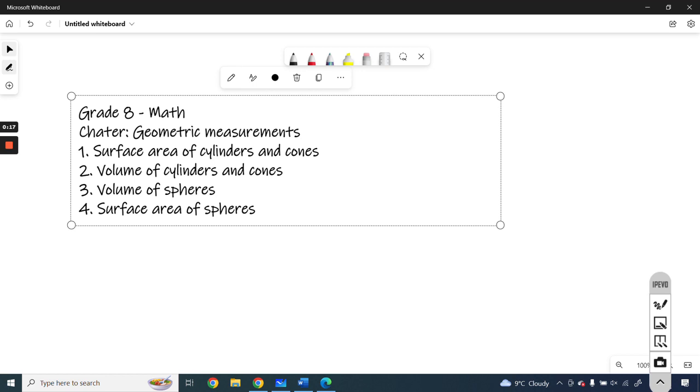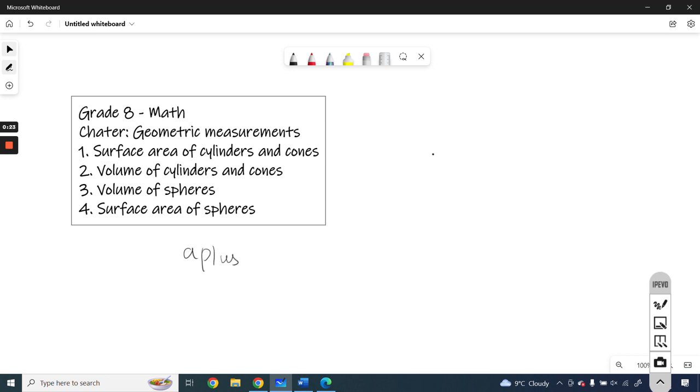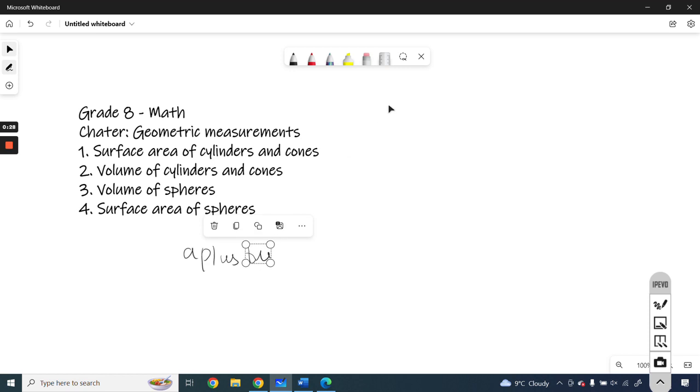So we're going to start with grade 8 maths. You can find all the lessons on aplusstudents.com. You have to log in there using your email address and password provided by the administrator. Then you have to select math from the subject tab. Scroll down to grade 8 maths. There you can find the list of the chapters.